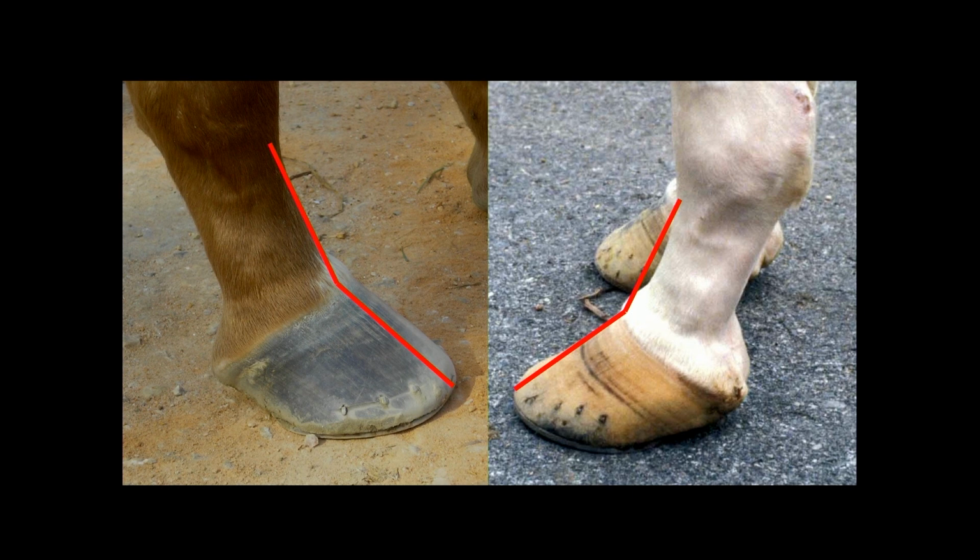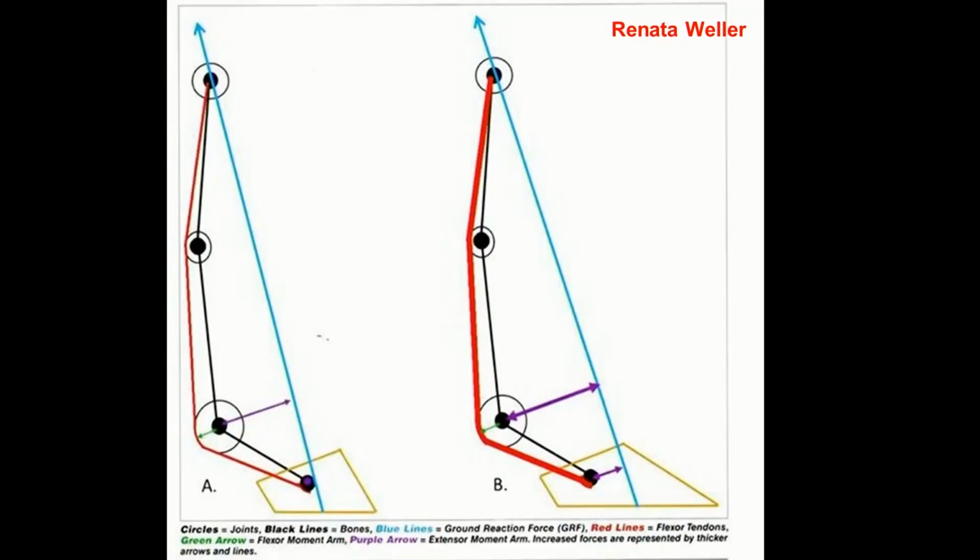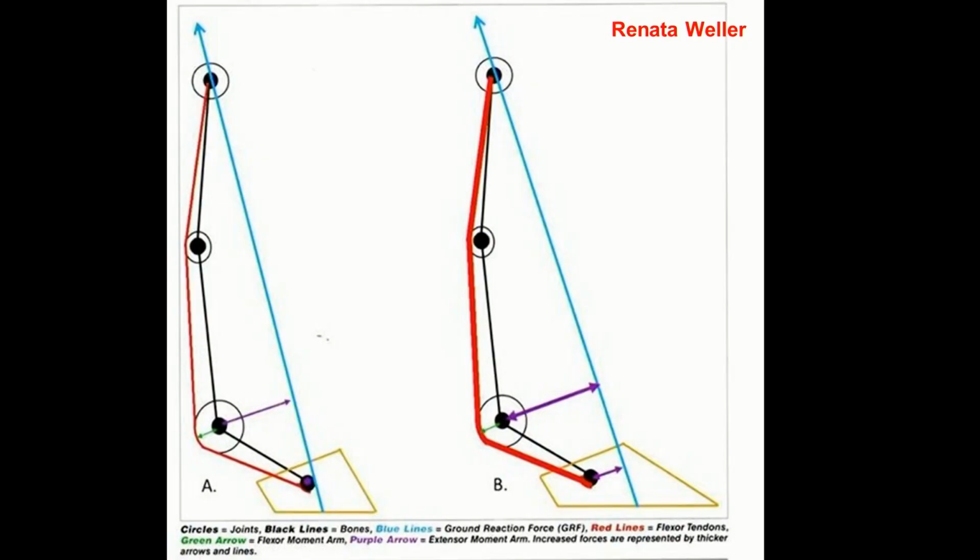The axis between the foot and the pastern is very important. This drawing is from Dr. Renate Weller from the UK. You'll see on the left, those are with a good foot. And look at what happens to the joints in the picture on the right when you have a long toe.